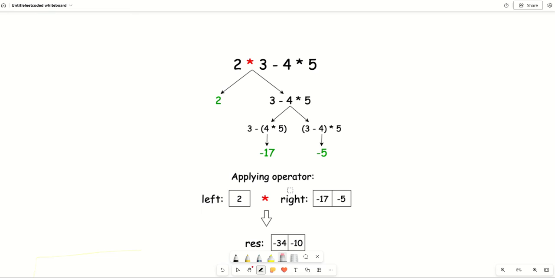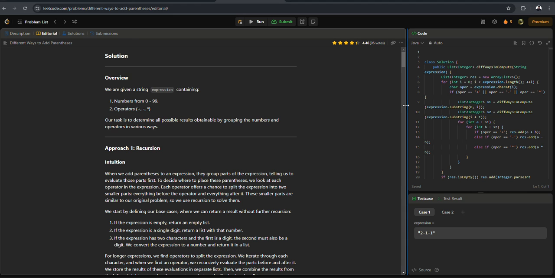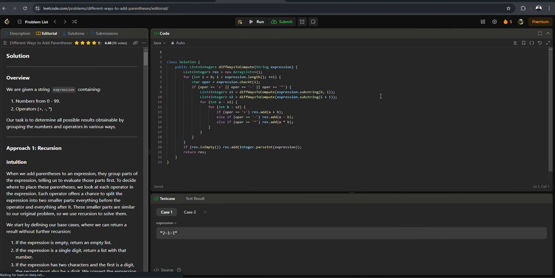For that we will use recursion. What if I make a function in which I do one thing: if I see an operator in the string, I divide it into two different substrings, apply the same function on them, and after recursion we get the solution. So let's jump to the solution. Yeah, this is our solution.